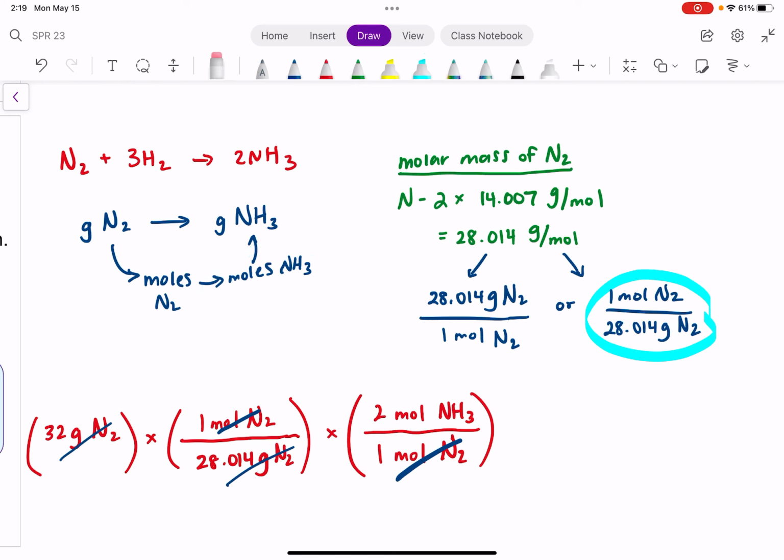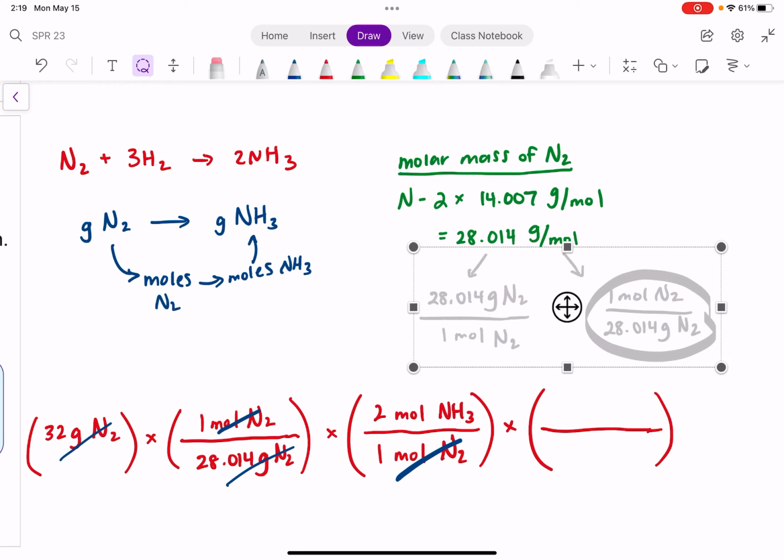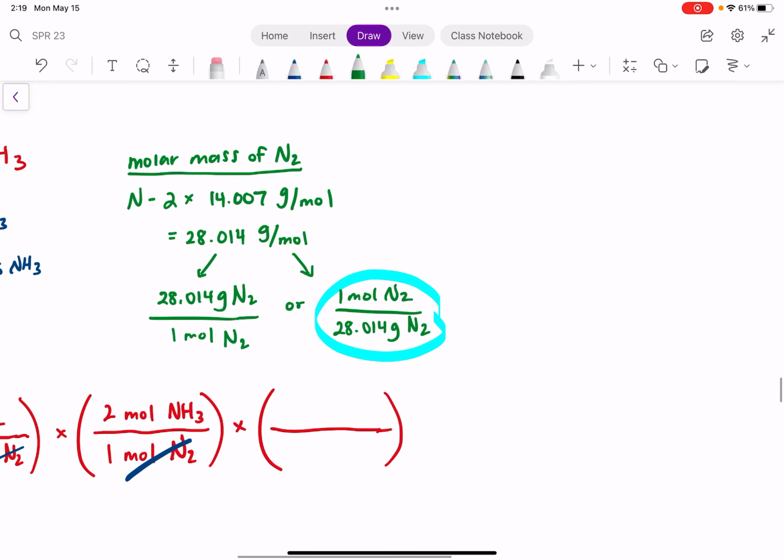Okay, so we're not quite done. If you were asked for moles of NH3, you'd be done. But we want grams, so we've got one more step. We know we're going to have a conversion factor. How do we get from moles of NH3 to grams of NH3? What connects moles and grams for NH3? Yeah, the molar mass. Actually, let me make this all green. There we go. We'll do our molar masses in green.